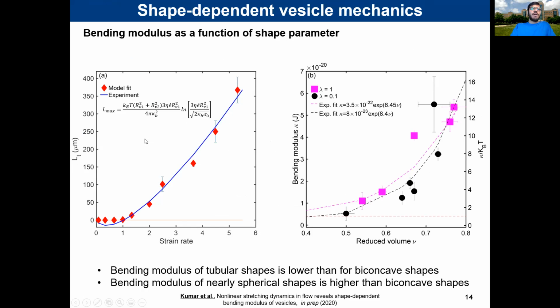And after repeating this analysis over the steady state data for different reduced volumes, we can essentially find out the bending modulus and surface tension of lipid vesicles as a function of reduced volumes. Interestingly, we see that the bending modulus of the vesicles is higher when the reduced volume is higher, and the bending modulus of the lipid vesicles is lower for lower reduced volumes. And we see the same trend for vesicles with different viscosity ratios.